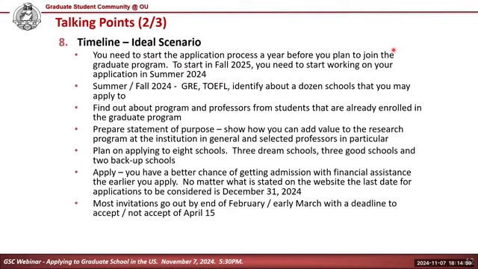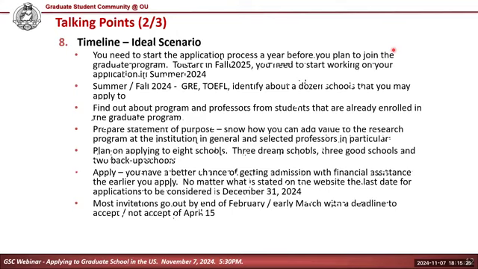So this is the timeline scenario, and this webinar, unfortunately, is rather late in the year, but it's still useful. You need to start the application process a year before you plan to join the graduate program. To start in fall 2025, you need to start working on your application in the summer of 2024. So what you need to do is to take the GRE and the TOEFL.